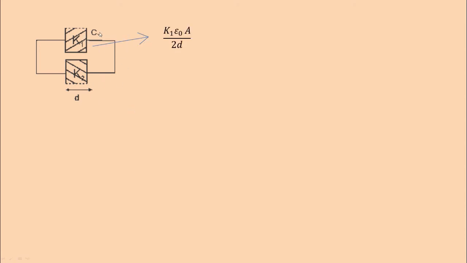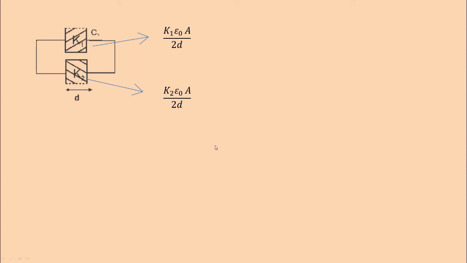Now, this capacitance will be K1 into epsilon naught A by 2 into D in the denominator. Instead of A, you will have to put A by 2. Is it clear? Because area has been made A by 2. This is for this second capacitor, first part. Okay, similarly for this, K2 epsilon naught A by 2, again D. Otherwise, epsilon naught A by D will be the formula. Here epsilon naught A by 2D. This is the second capacitor C2.